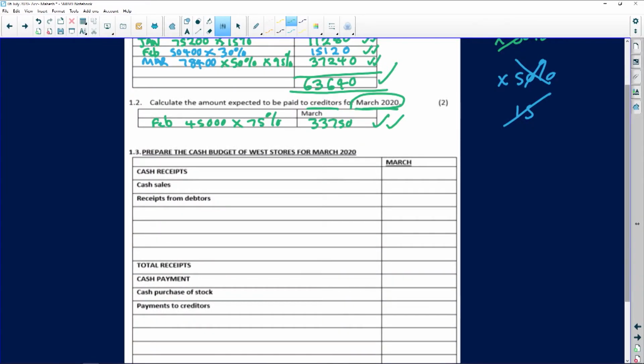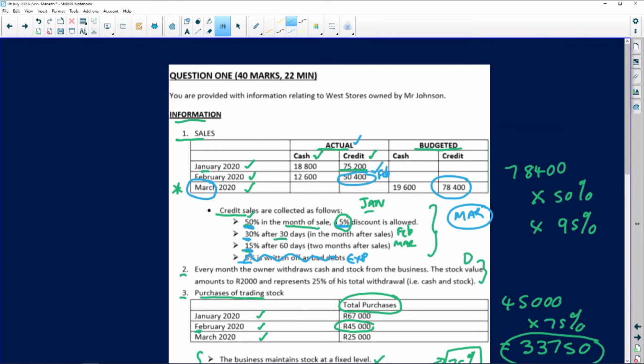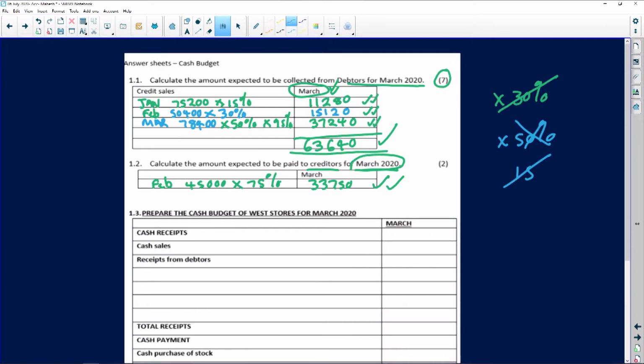Right, so we're going to start off with cash receipts, and very, very easy for us to fill in cash sales for the month of March. So if I go to my info, nothing for me to calculate. So if you look at March 2020, my budgeted cash sales is given to me as 19,600. So all I'm doing is filling in the 19,600, and I'm assuming that would just be 1 mark.